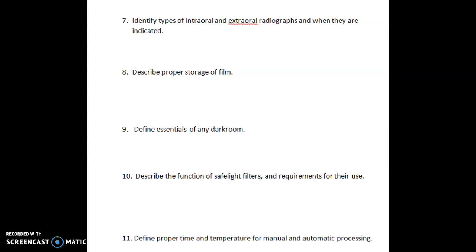Remember that extraoral films are used in cassettes, and so you have to have the box of film stored in an area where you can take the film out of the box and put it into the cassette, because that film is not individually packaged. So if you take the lid off of the whole box, it has to be in a dark room condition or it's going to expose that whole box of film.